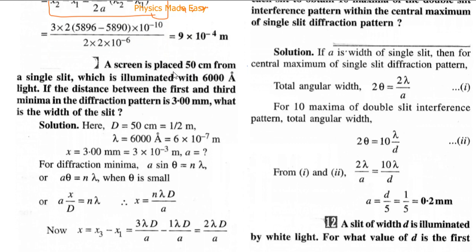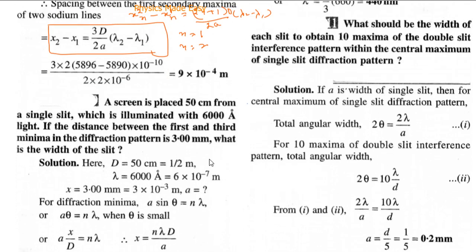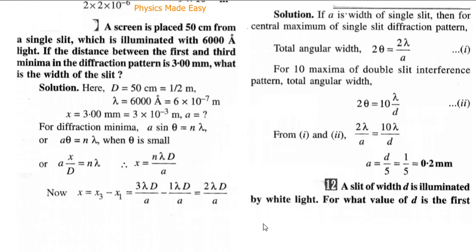A screen is placed 50 centimeter from the slit, which is illuminated by 6,000 angstroms light. The distance between the first and the third minima in the diffraction pattern is given, x3 minus x1. Very simple. This is the condition for minima.